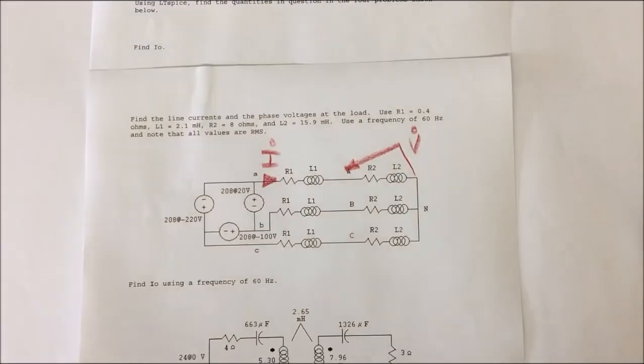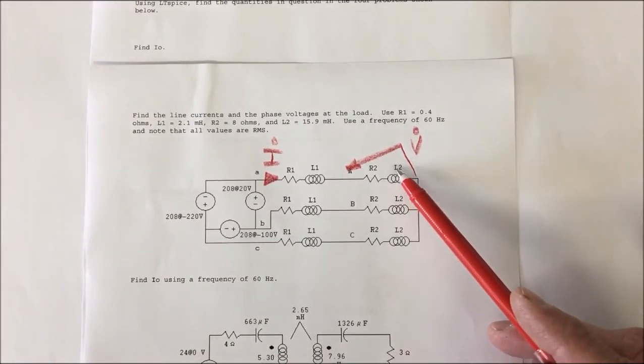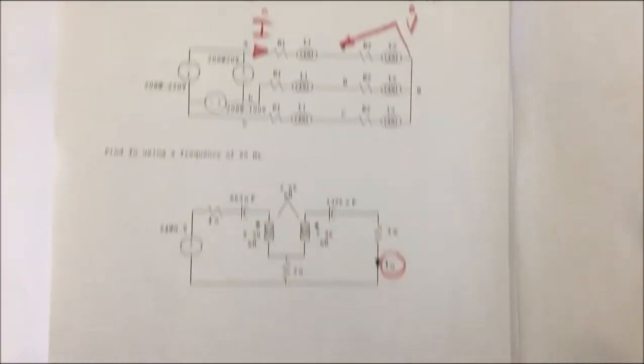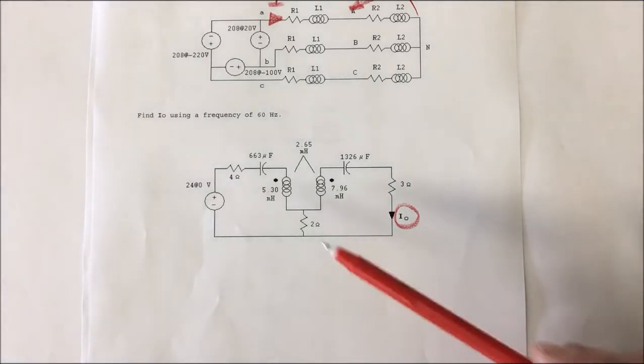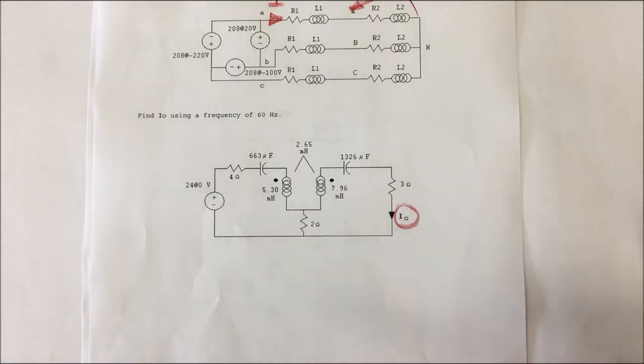If we look at the second 2 problems, you've got a 3-phase problem where you're looking for the phase voltage across the load and the line current through the load. And finally, the last question is a mutual problem. Mutual inductance between these 2 inductors, and you're looking for that current there, I0.